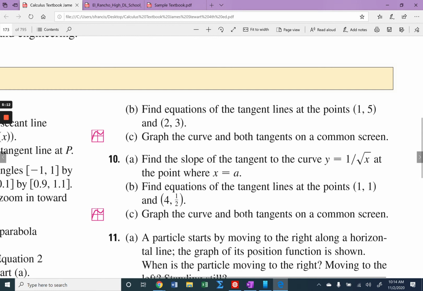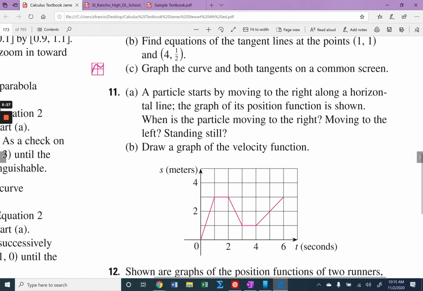And then it says to graph the curve and both tangent lines on a common screen. Just go to Desmos, type in 1 over x is your function, type in your two equations for the two tangent lines, and go take a look at them. That's what they want you to do on that one. The next thing we have is number 11.